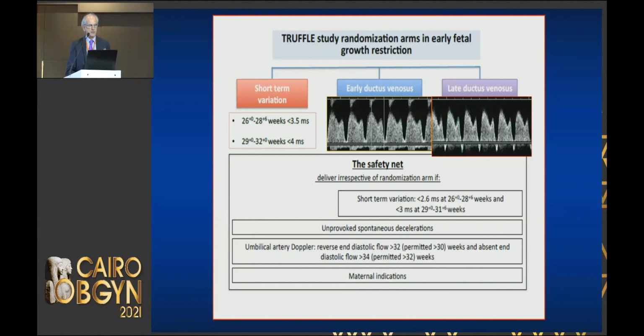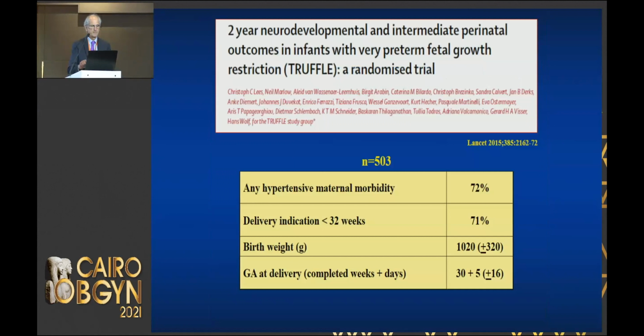Umbilical artery Doppler reverse end diastolic flow was an indication for delivery at the latest at the beginning of 32 weeks. It was permitted already from 30 weeks onwards, and absent end diastolic flow after 34 weeks, respectively after 32 weeks, and maternal indication like severe preeclampsia or HELLP syndrome or whatever.